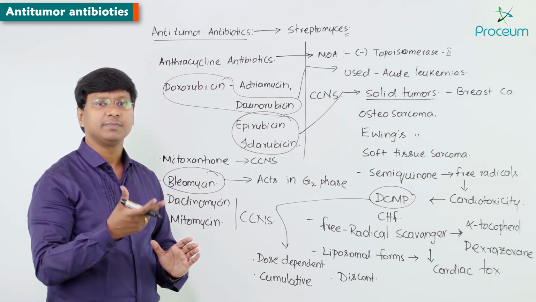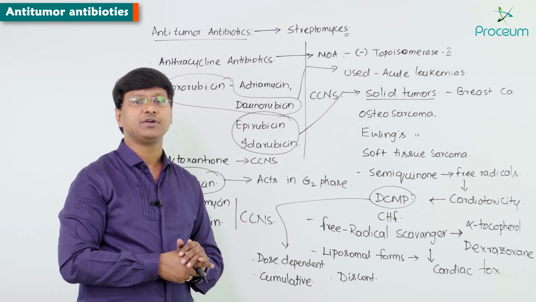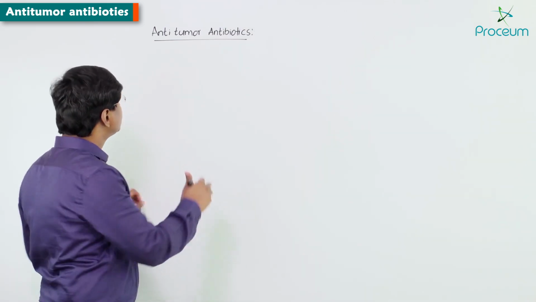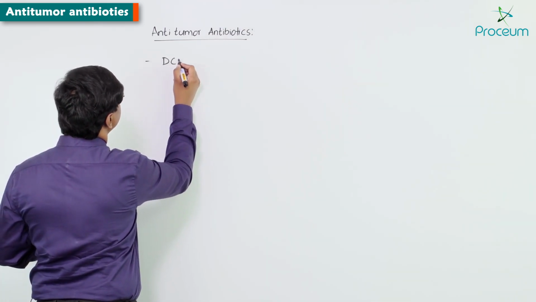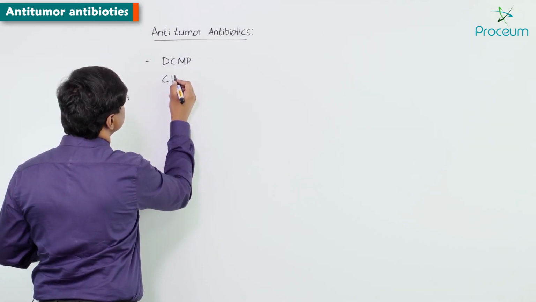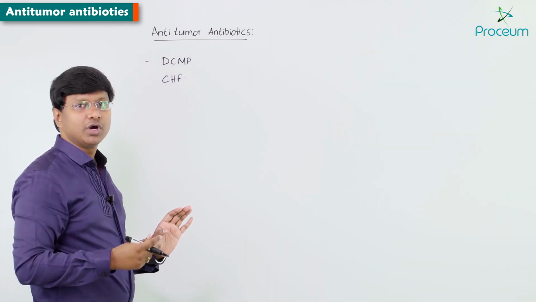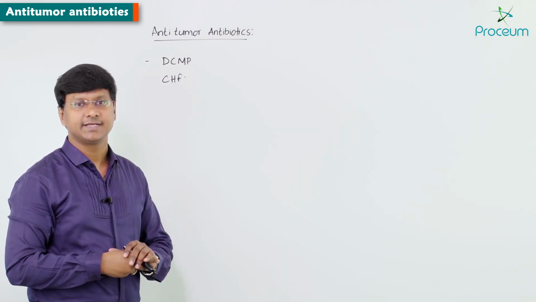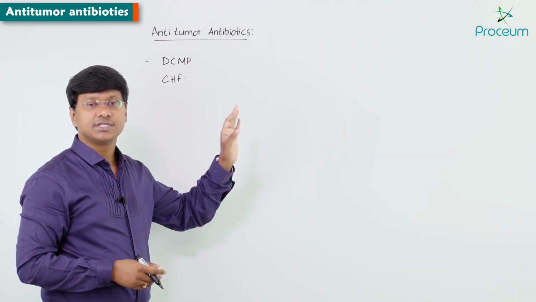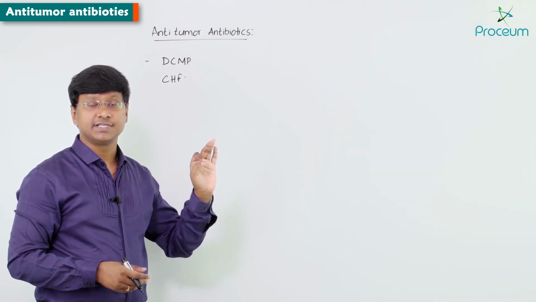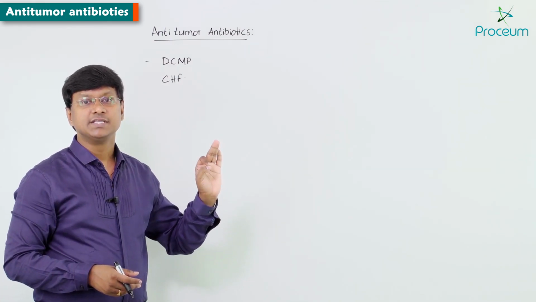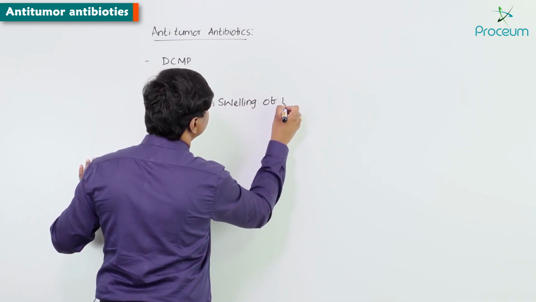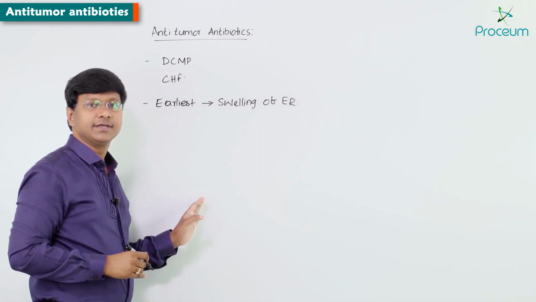Now let me tell you what will be the earliest morphological change in the development of either DCMP or congestive heart failure. These drugs are known to cause dilated cardiomyopathy as well as congestive heart failure. Remember, the earliest morphological feature is the swelling of the endoplasmic reticulum. Right, swelling of the endoplasmic reticulum.